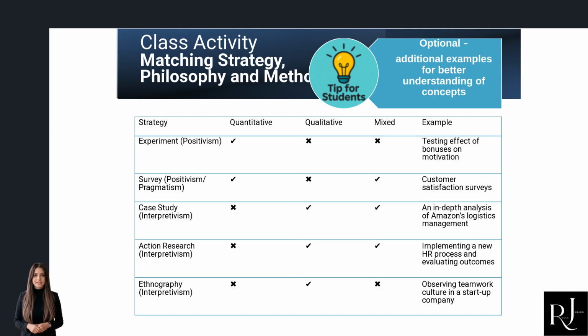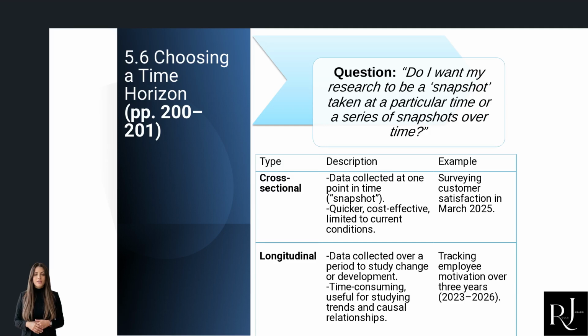If you claim to be an interpretivist but only use a strictly controlled experiment, your design will lack the necessary coherence we discussed earlier. Section 5.6 addresses the time horizon. You must ask, do I want my research to be a snapshot taken at a particular time or a series of snapshots over time? Cross-sectional research collects data at one single point in time.